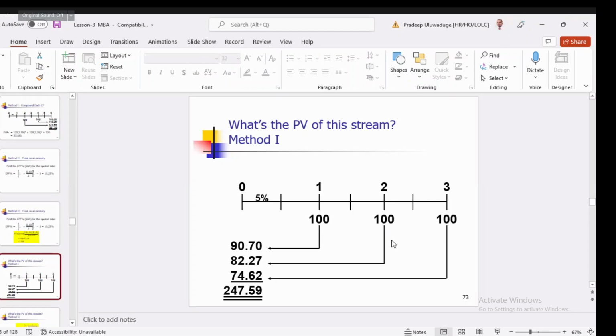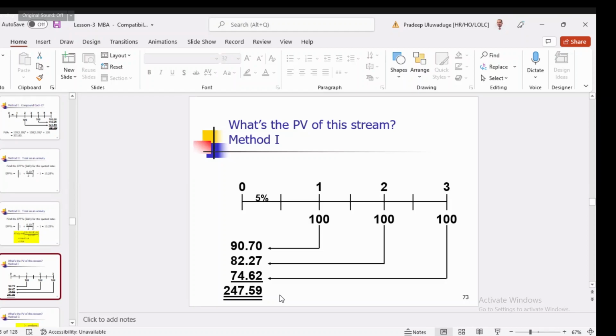The third one goes through six semi-annual time periods. You discount it for six periods at 5% interest, and you get 74 rupees and 62 cents. So the total becomes 247 and 59 cents.